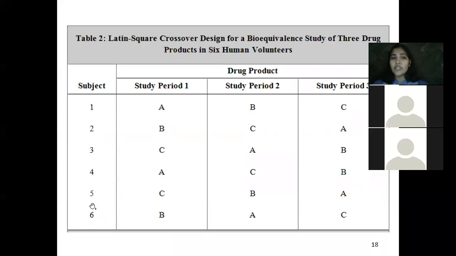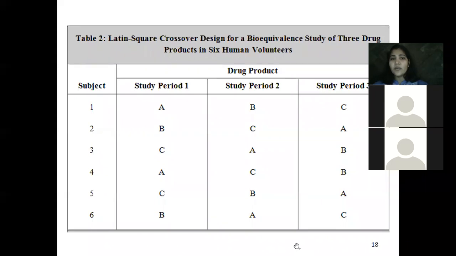So you have subject numbers. This is study period 1. Subject number 1 is receiving drug A in the first period, then drug B in the second period, and drug C in the third period. So this is for 3 drugs. It could be a placebo, standard, and the study treatment. It could be like that.